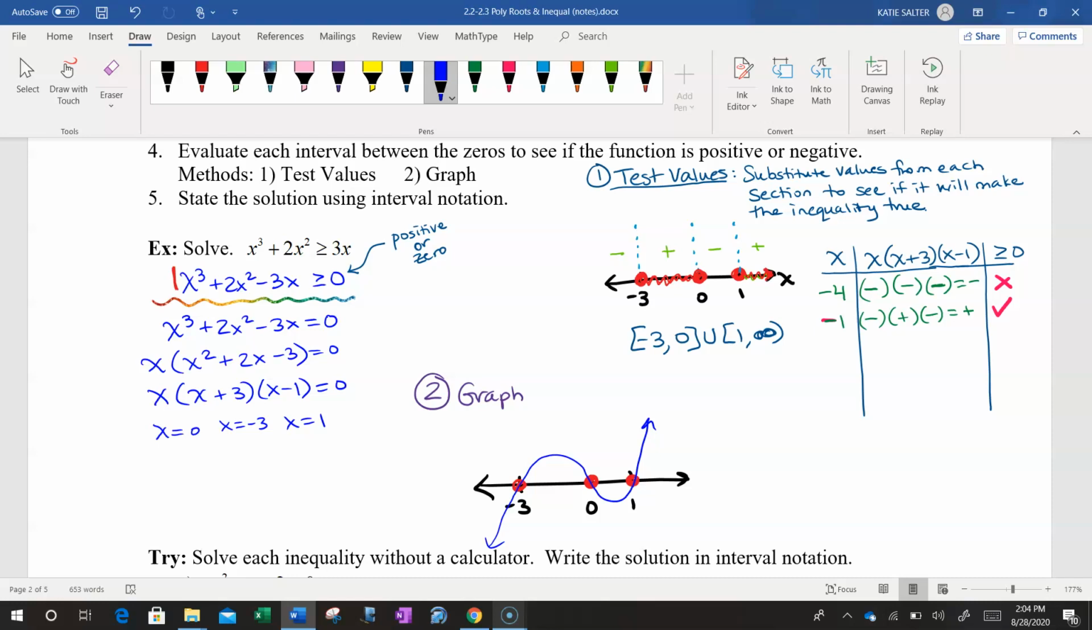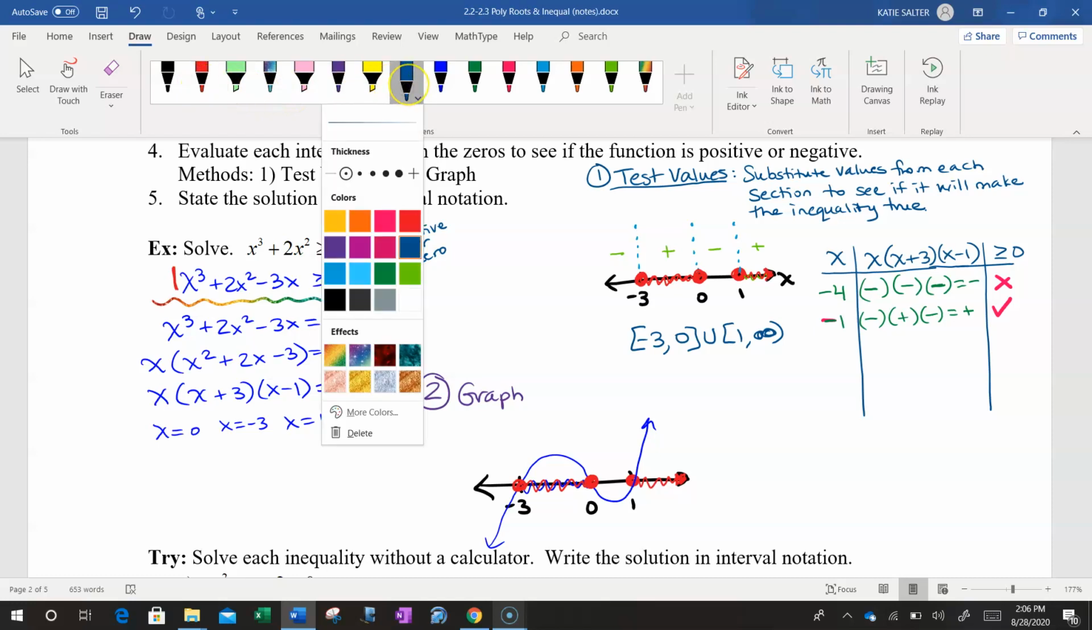All right, then, because we were looking for where this function was greater than or equal to 0, we are looking for when the function went above the x-axis. So anytime it's above the x-axis, that's where we're going to shade. So we shade between negative 3 and 0, and then also from 1 to infinity. So our final answer here is the same as we got for the last one. They would be the interval negative 3 to 0 in union with 1 to infinity.